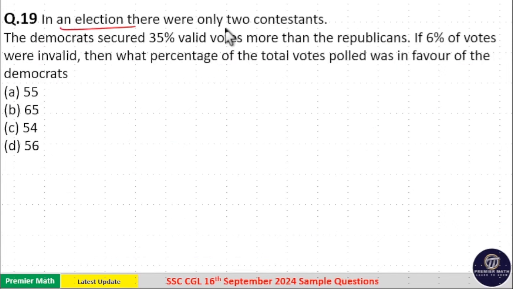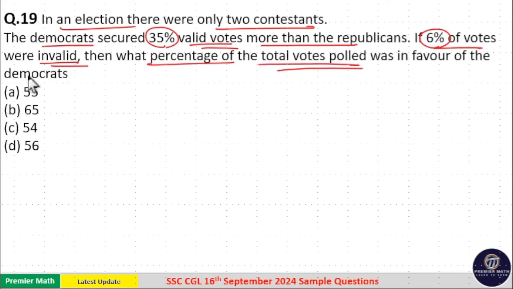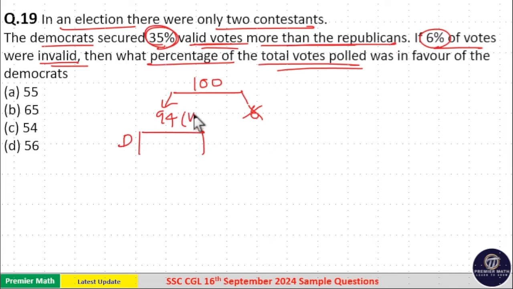In an election, there were only 2 contestants. The Democrats secured 35% valid votes more than the Republicans. If 6% votes were invalid, then what percentage of total votes polled was in favor of Democrats? Consider total votes polled as 100. Then out of this 100, 6% were invalid. That is 6 out of 100 is invalid means remaining is equal to 94 votes. Now out of this 94 votes, Democrats secured 35% of valid votes more than Republicans. Here 94 is the total valid votes. And consider Republicans secured x votes out of 94.